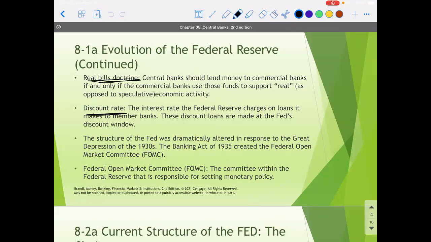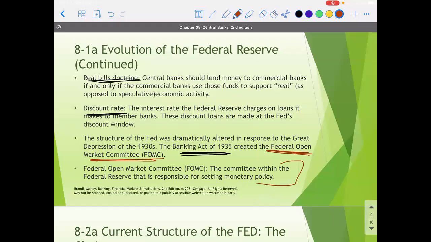So that gets us from 1913 all the way to the Great Depression. Things pretty much change, in part because once we suspend the gold standard, now the Federal Reserve can change the money supply. Well, then how are they going to change it? What's going to inform that process? That's where we get the Banking Act of 1935 creating the FOMC.